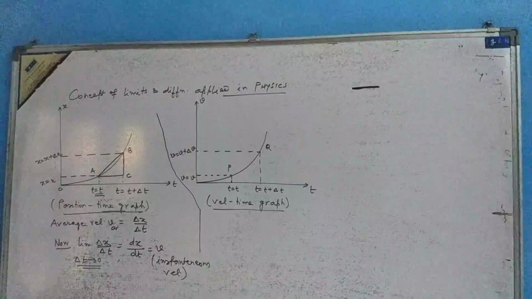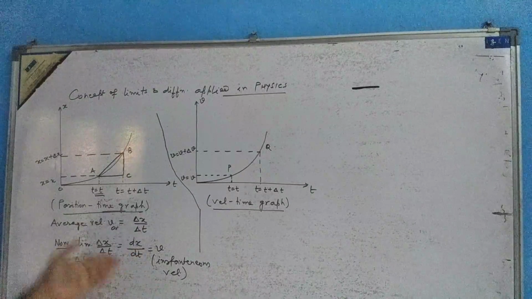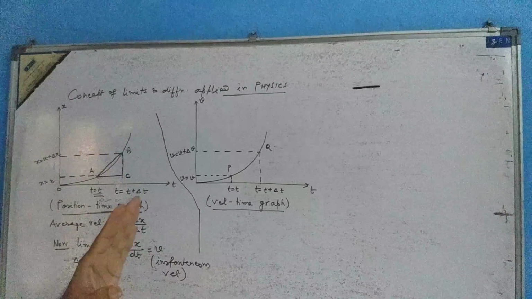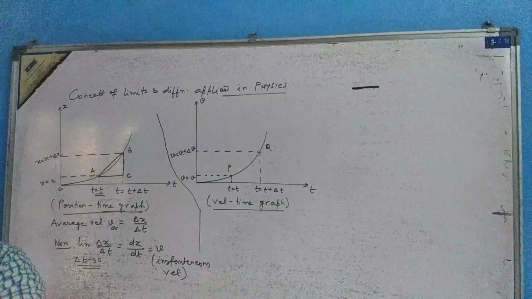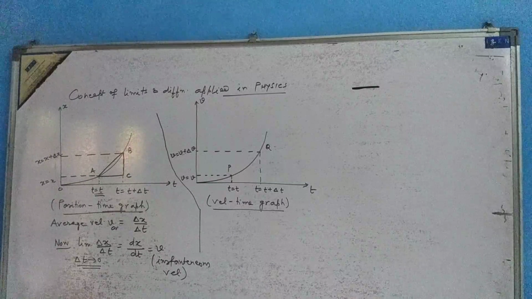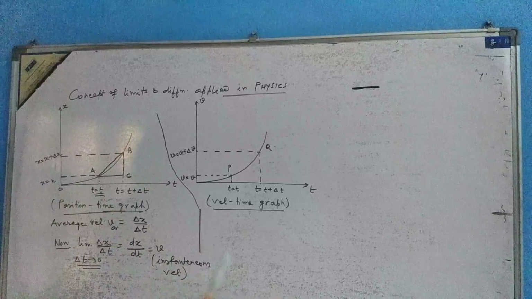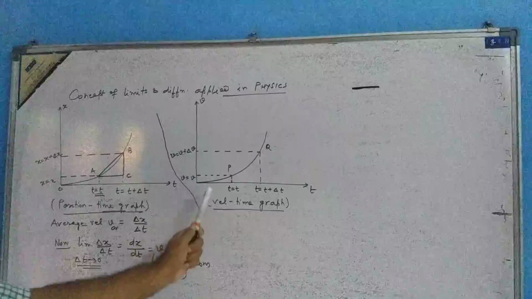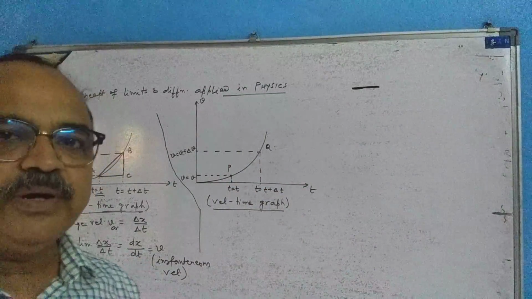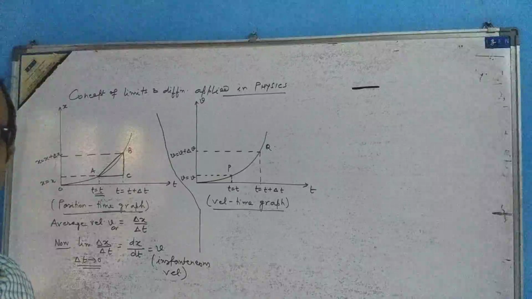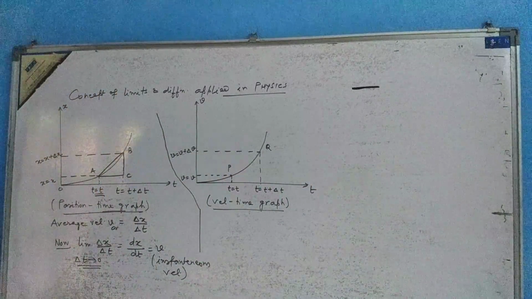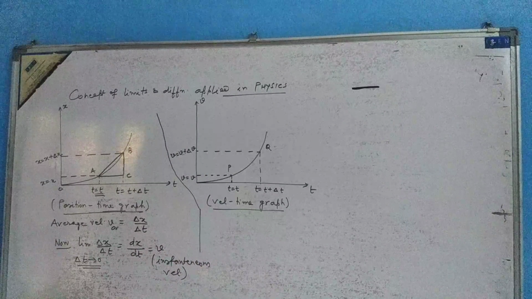In this way, with the help of limits, I have changed the average value into the instantaneous value. Similarly, I can apply the similar concept in the case of the velocity time graph. How will it be done in the case of the velocity time graph? Let us look at this. It is the velocity time graph.